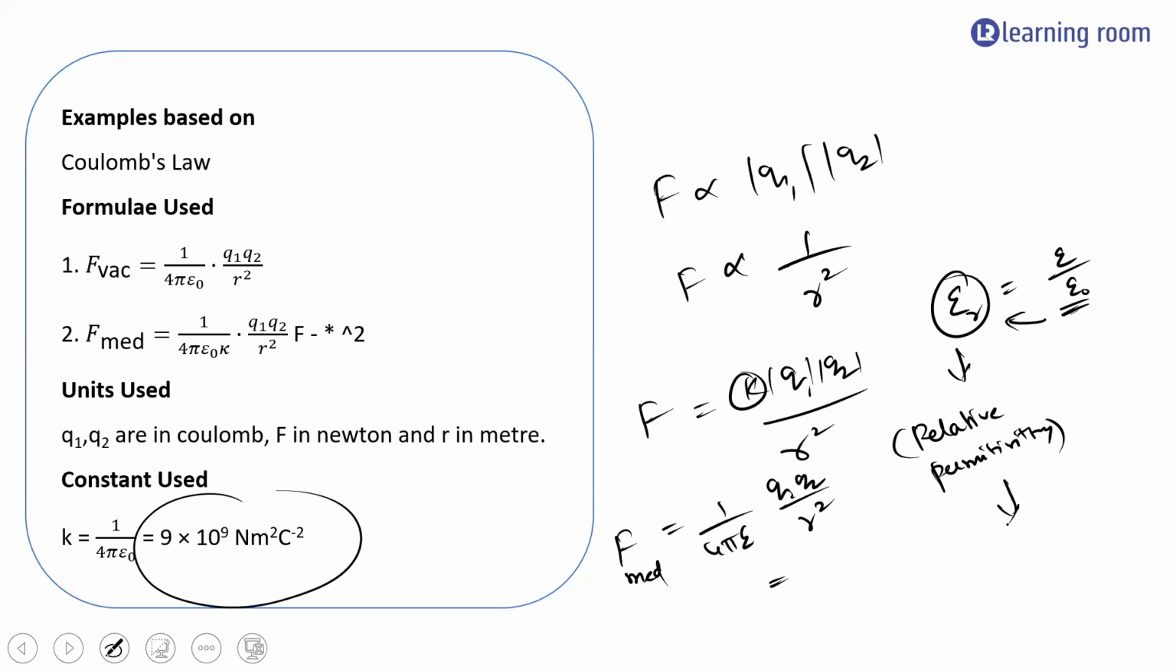Oh, sorry. Yeah. So tell me the other name for relative permittivity. It's called dielectric constant, right?